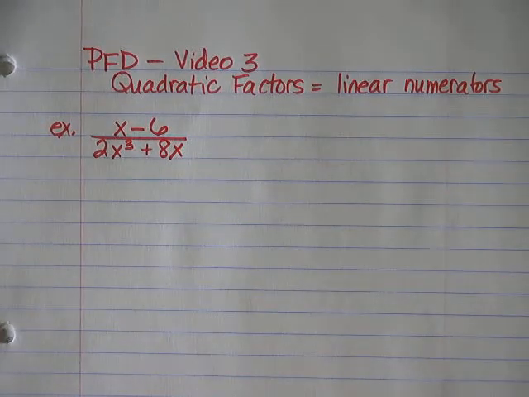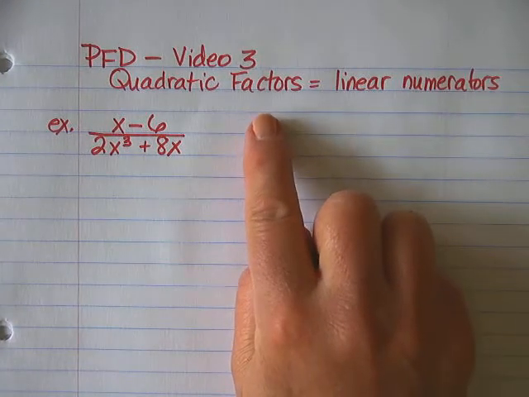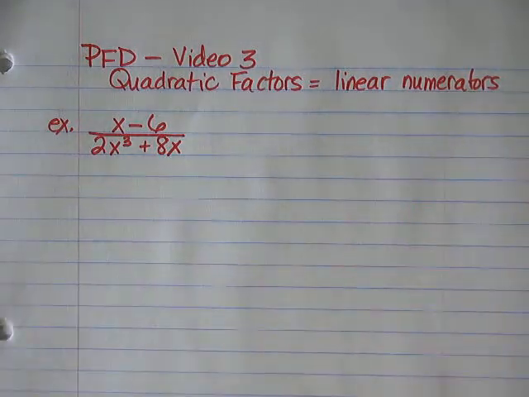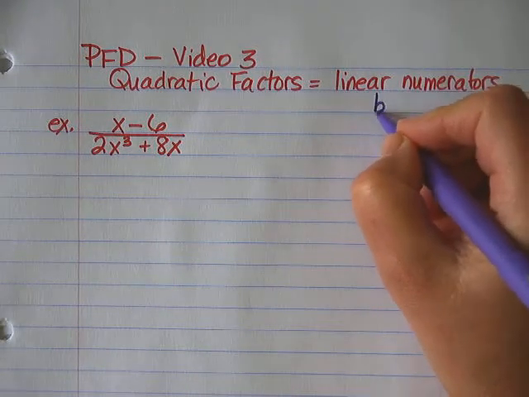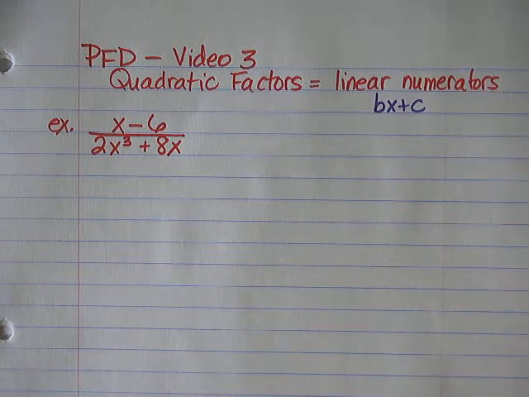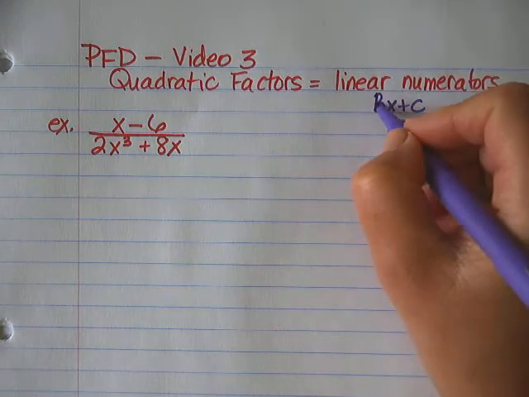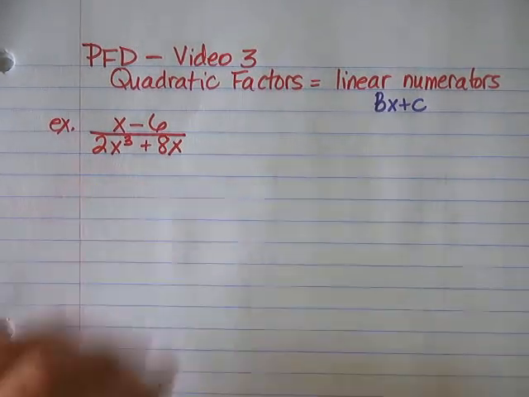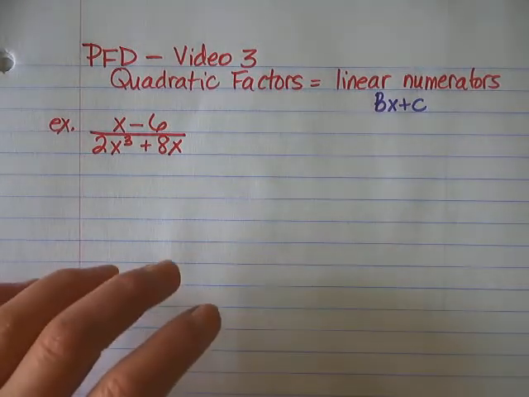Right, so partial fraction decomposition, this is video 3. What happens when we end up with a factor that is quadratic in the denominator? What we end up with is a linear numerator, something in the form like bx plus c or ax plus b. We started this one in video 1 when we were breaking into how many fractions this breaks into.